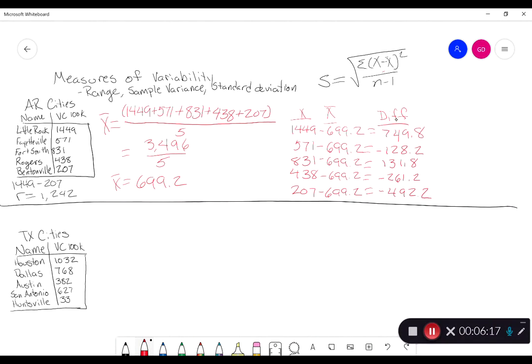Before we sum all of these values up, we need to square each one. So I'm going to put the square up here so we realize that. These will all become positive now. And now I'm going to do that for each one. Let's see. 749.